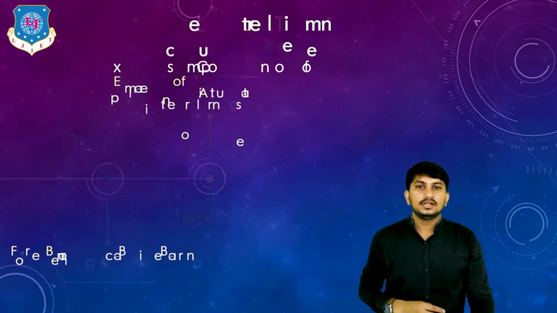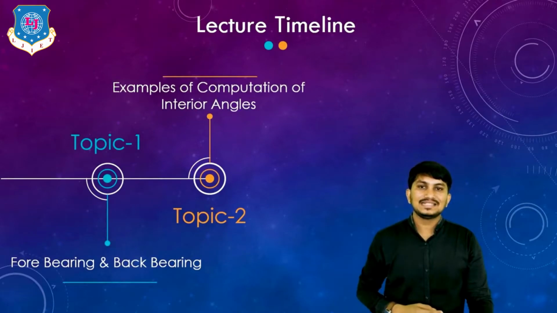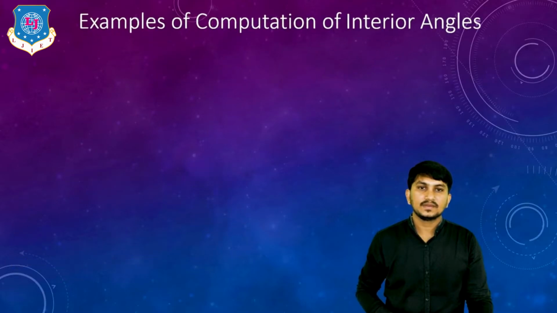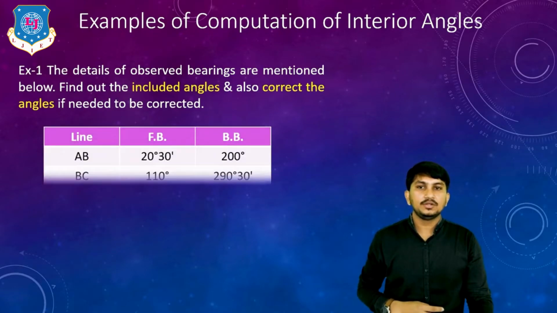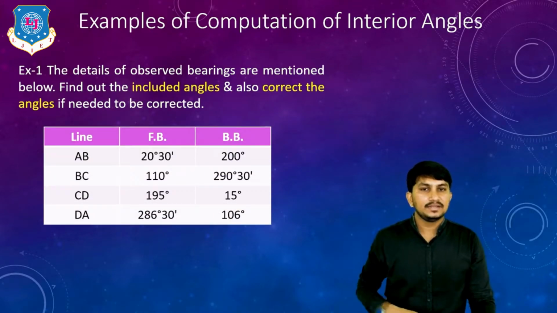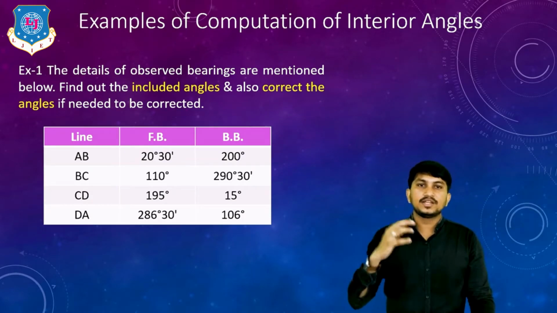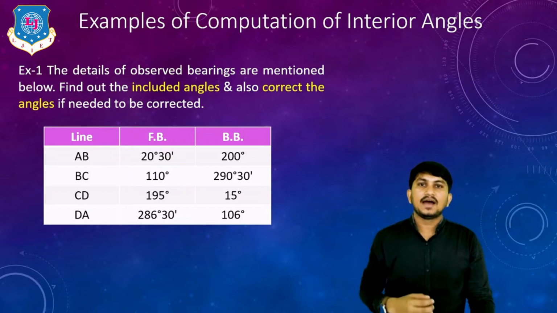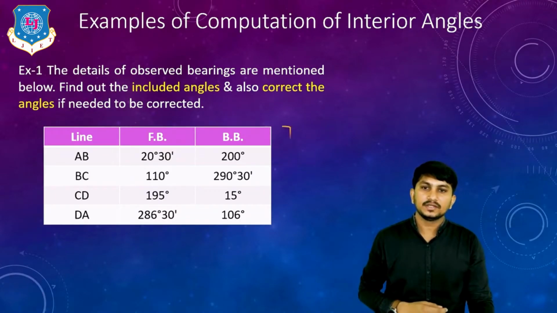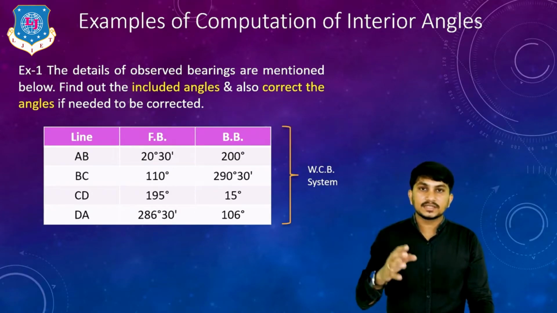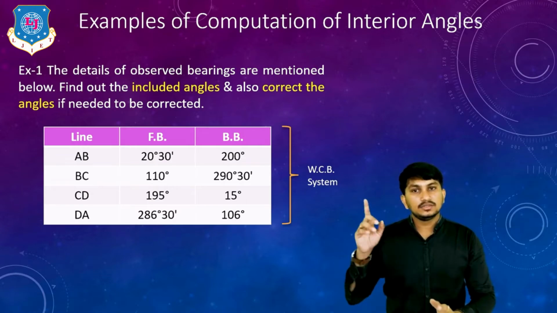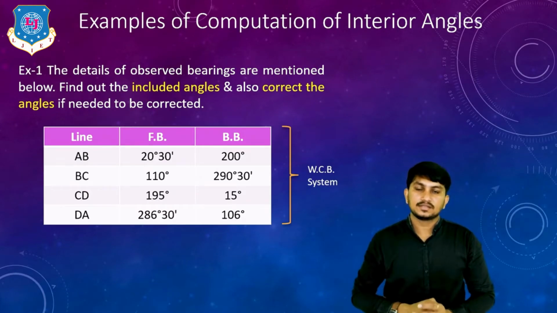Now let's see the second topic of today's lecture, which is examples of computation of interior angles. We will see the first example. The details of observed bearings are mentioned below. Find out the included angles. Included angles means interior angles, and also correct the angles if they need to be corrected. We have to check after finding the interior angles. The values of these FB and BB are from 0 degrees to 360 degrees without any quadrants, so these are values of the WCB system.